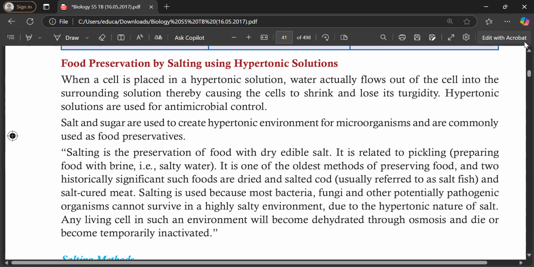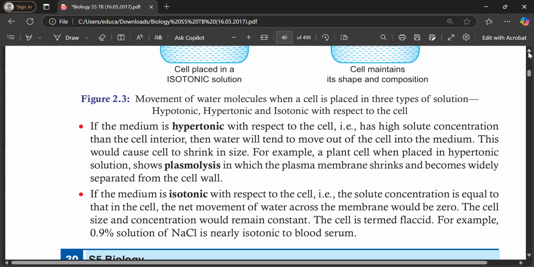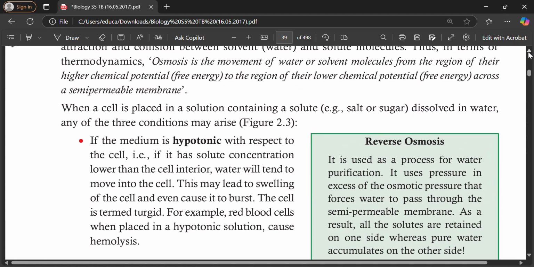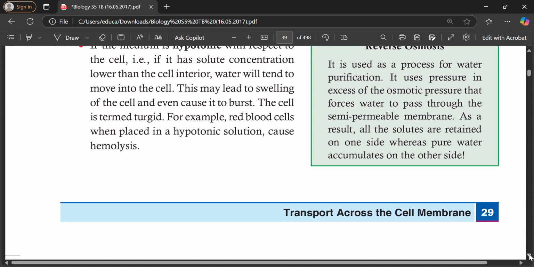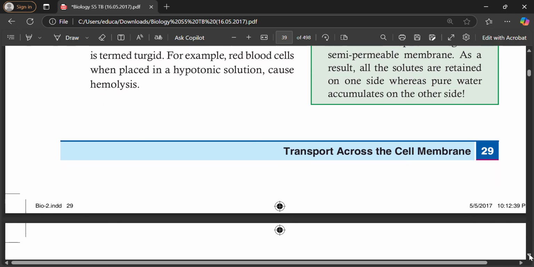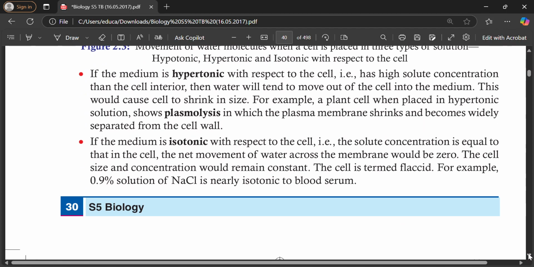Hanyuma hari icyo twita reverse osmosis, ariyo iri important cyane nanone. It is used as a process for water purification. Reverse osmosis bayikoresha mu buryo bwo gusukura amazi. It uses pressure in excess of osmotic pressure that forces water to pass through the semi-permeable membrane. As a result, all the solute are retained on one side, whereas pure water accumulates on the other side.